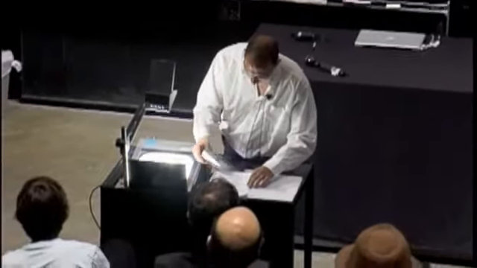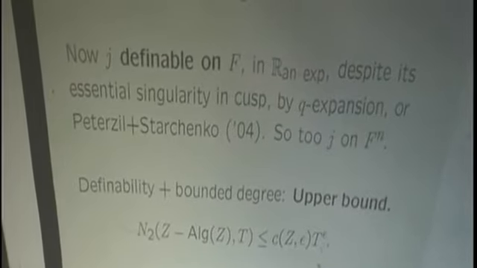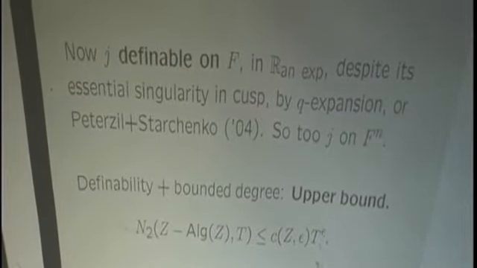So now we need our opposing bounds. Now, j is definable in this fundamental domain. Did I draw the fundamental domain? Yeah.